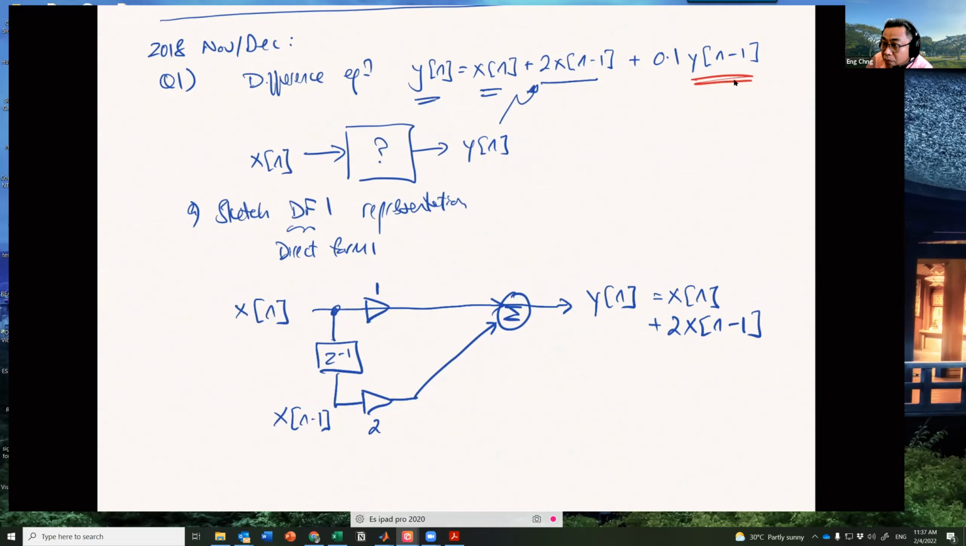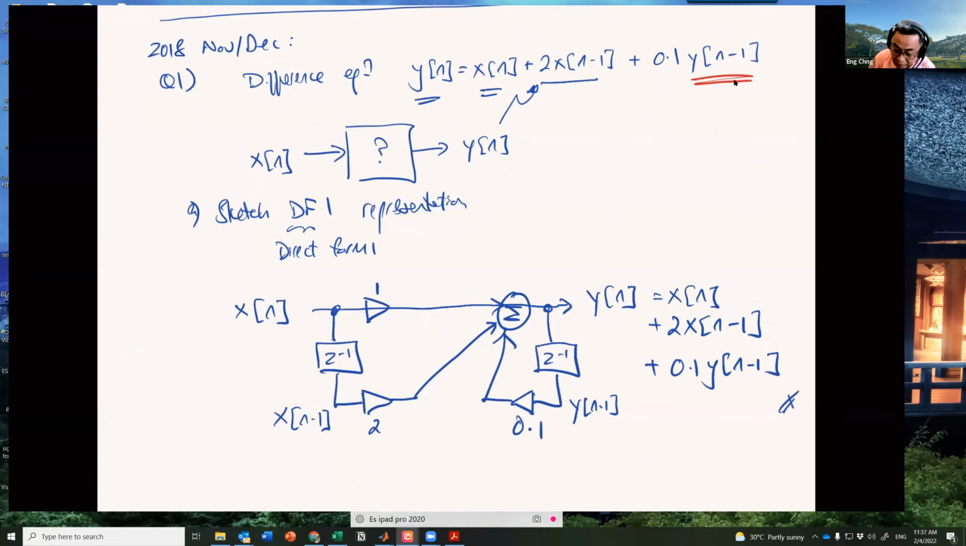All right, what about the last guy? 0.1 y of n minus 1. Where do I get y of n minus 1? From the output, y of n. I punch it into a delay block. So here is y of n minus 1. And I have to punch it through a multiplier of 0.1 and then sum. So that's it. So you have a 4 marks here. All right. So a 4-mark question within 3 minutes, you can get it done.